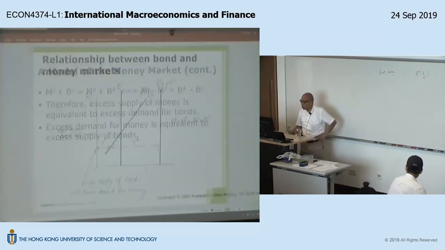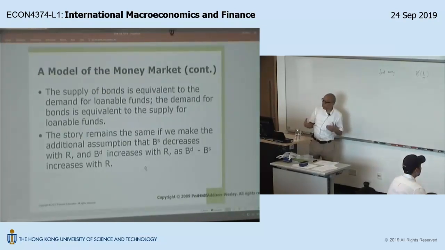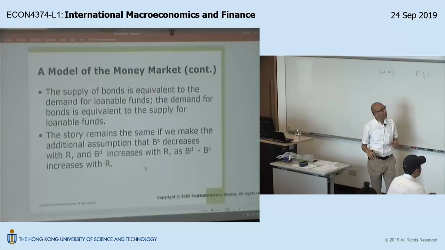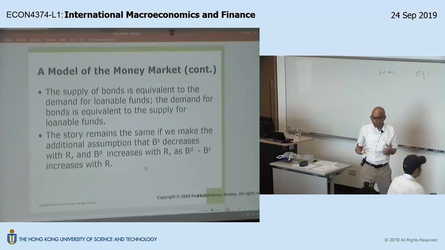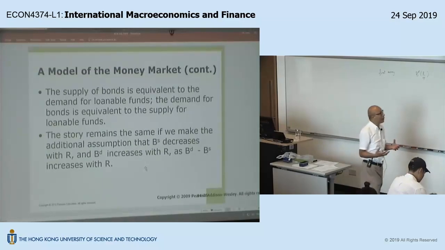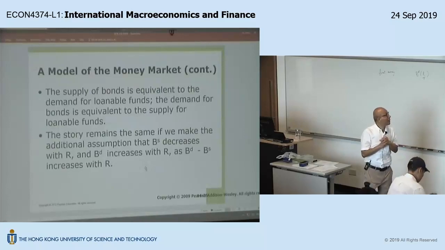Okay. So the supply of bonds is equivalent to the demand for loanable funds. Another way to think about bonds is that the bonds are supplied by companies that want to borrow money, and therefore it's really a demand for loanable funds. Right? The demand for bonds is equal to the supply of loanable funds.